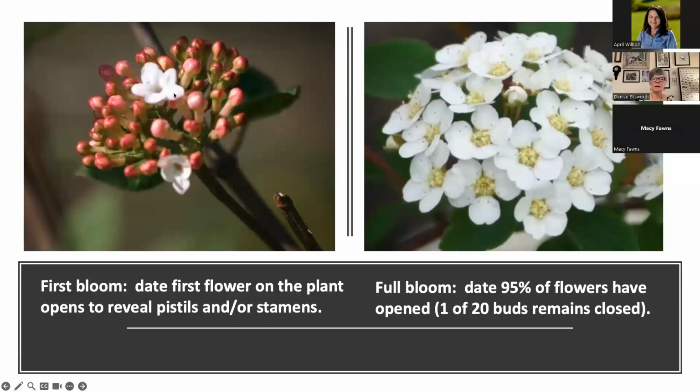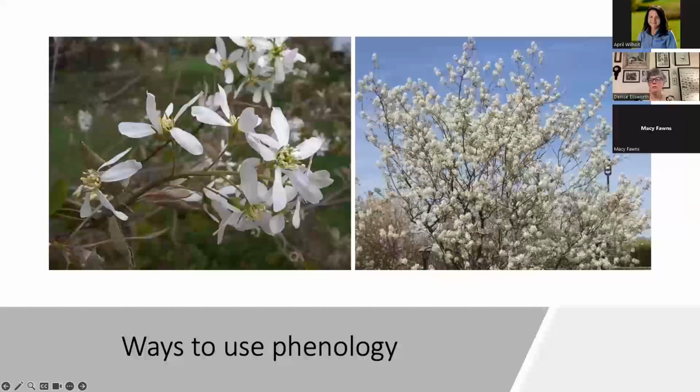First bloom, the definition needs to be the same. So the definition of first bloom is when the first flower in a cluster or the first flower on the whole plant, so the first viburnum flower in this cluster or the first star magnolia on your whole tree, opens to expose its sexual parts, its reproductive parts. That's first bloom. Our definition of full bloom is when 1 out of 20 buds is still closed. So 1 out of 20 in this cluster, or 1 out of 20 buds on your star magnolia. So that's our definition. So there are lots of ways to use phenology.